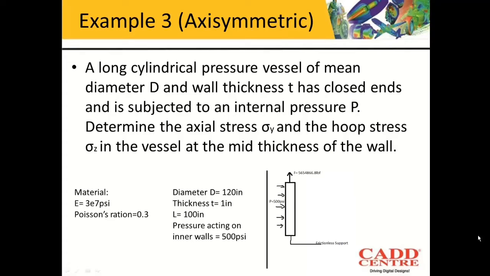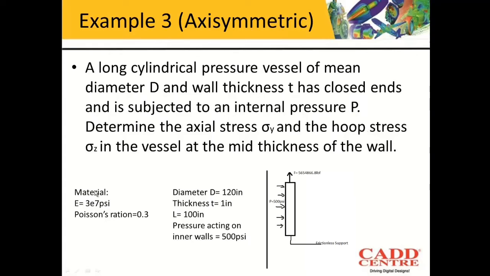The problem description is such that a long cylindrical pressure vessel of mean diameter d and wall thickness T has closed ends. It means the pressure vessel is closed at both the ends and it is subjected to an internal pressure P. Determine the axial stress and the hoop stress in the vessel at the mid thickness of the wall. So this is what the problem states. We need to find out what is the axial stress and what is the hoop stress.